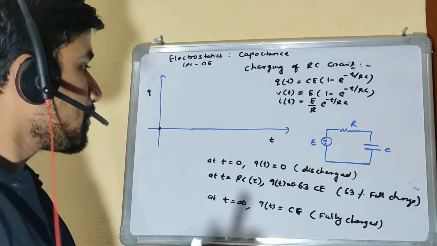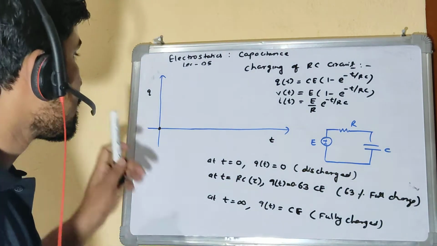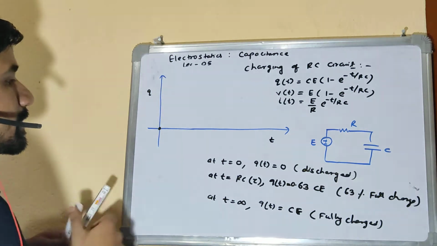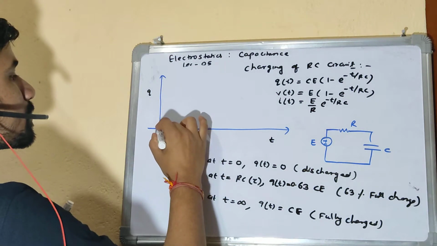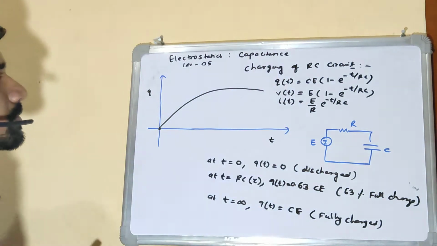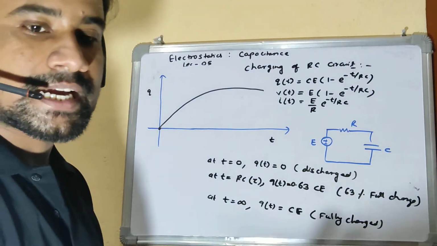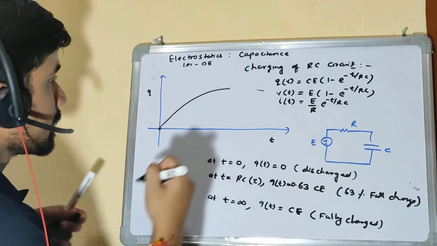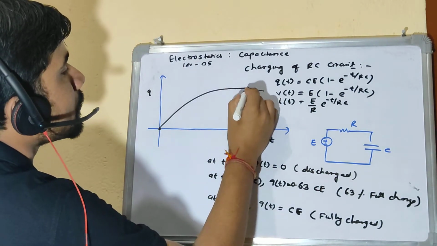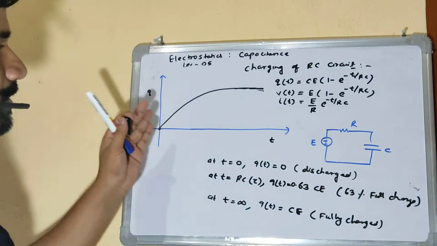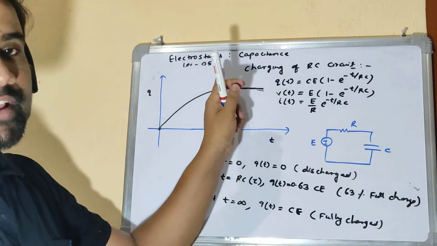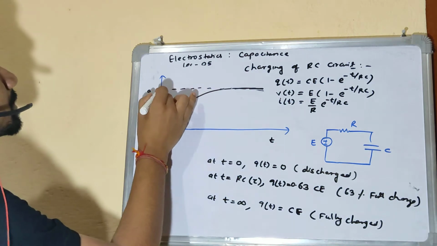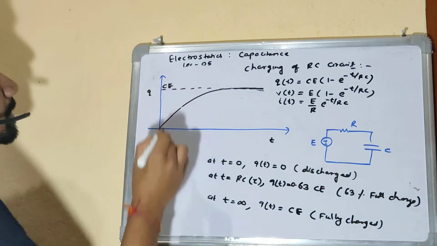Now, if I plot all this graphically, the charge versus time nature will look something like this, right? So charge versus time will look something like this, and this will be a straight line here because we are showing infinity here. As the time reaches infinity, this charge will reach its maximum value, which is CE, right?